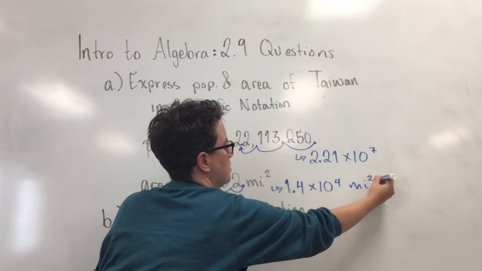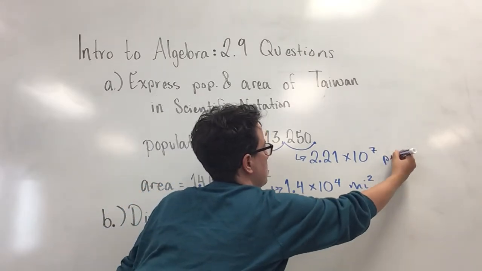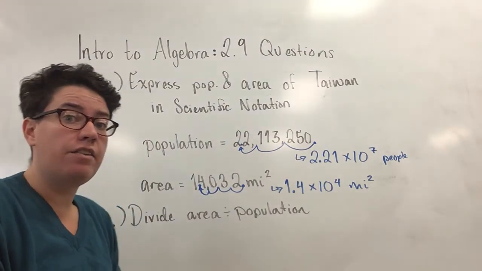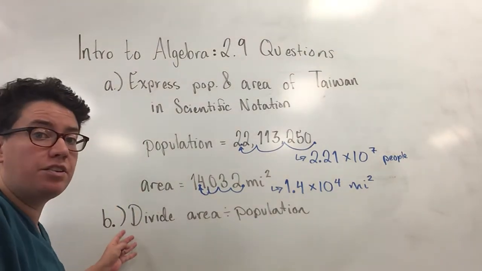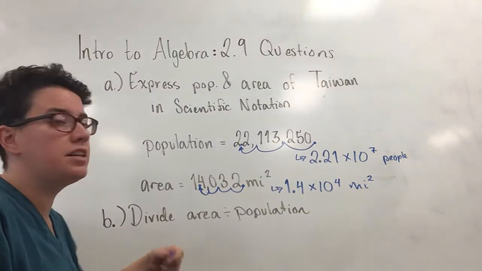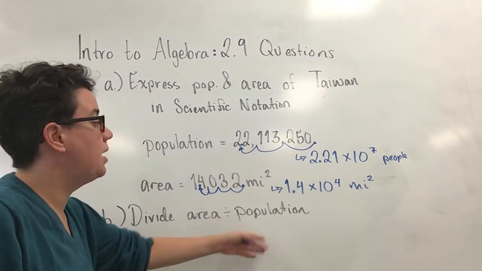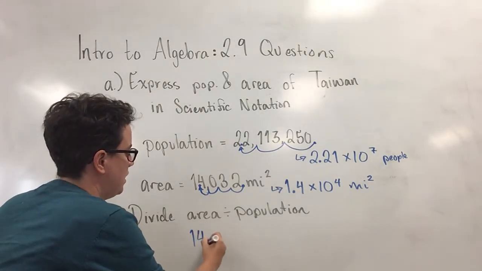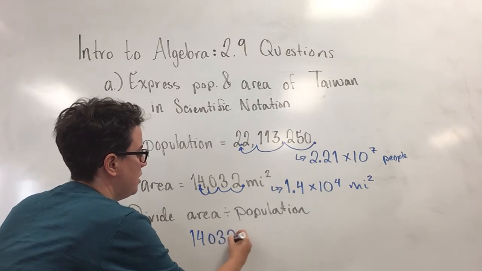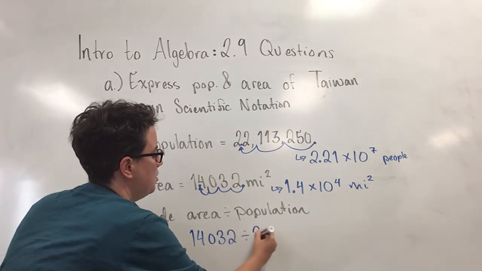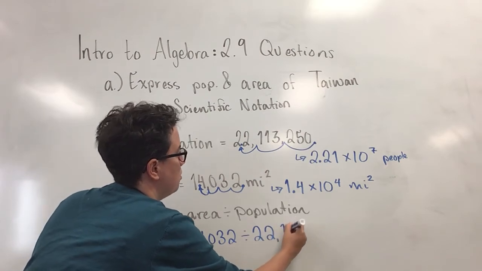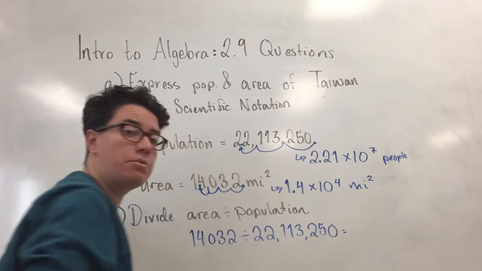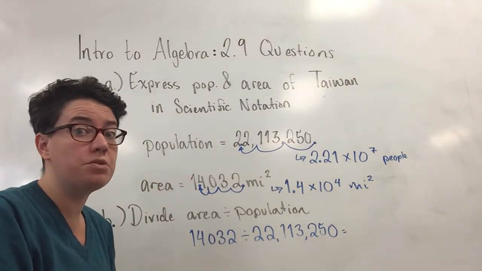We can include the units, miles squared, this would be people. So those are our answers for part A. For part B, I think this is where most of you maybe had struggles, is that what they're really asking you is just to divide the area by the population and write it in scientific notation. So 14,032 is the area, divided by the population, which is 22,113,250.